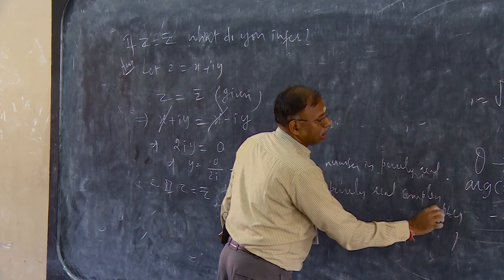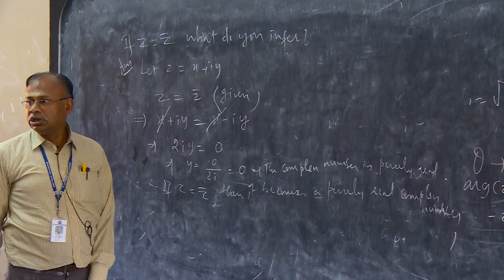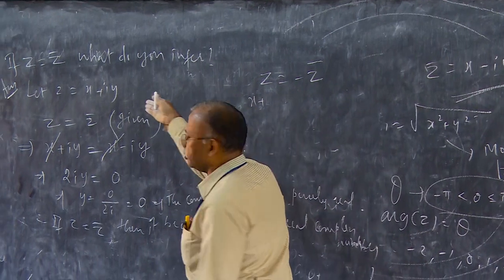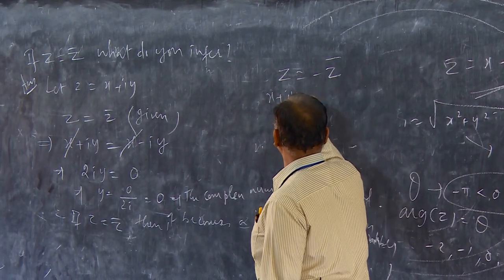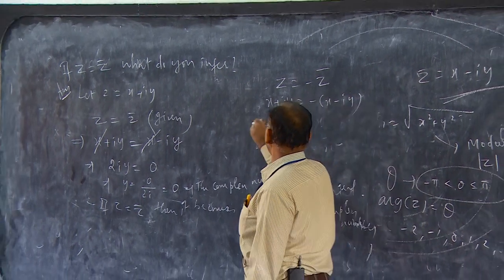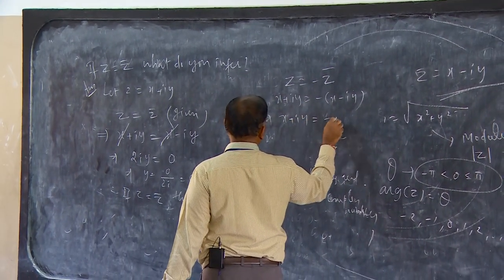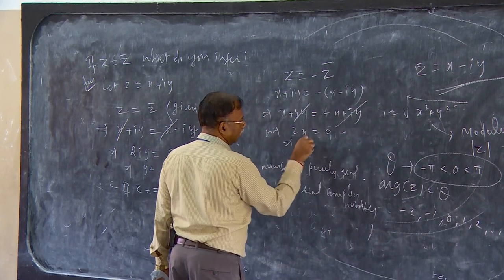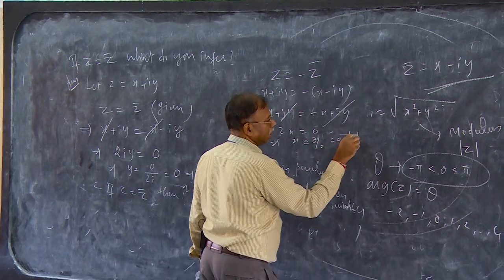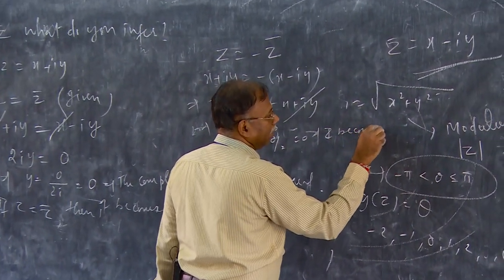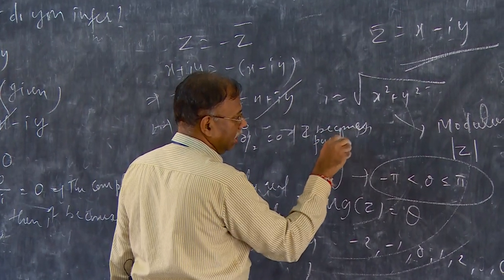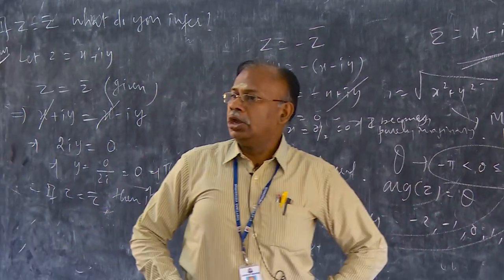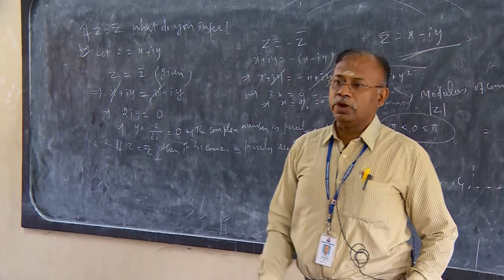Let it be. If I take the condition as minus z bar, let us see what happens. If z equal to minus z bar, in the same manner, z equal to x plus iy, so x plus iy is equal to minus of x minus iy, which implies x plus iy is equal to minus x plus iy. Iy gets cancelled. 2x equal to 0 implies x equal to 0 by 2, which is 0. So z becomes purely imaginary. It ends up with simply iy. Whenever I get the form iy, it's known as purely imaginary.